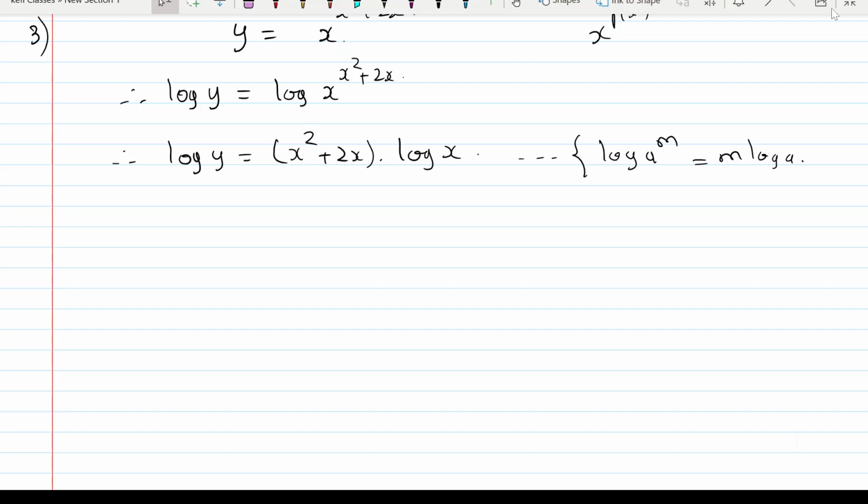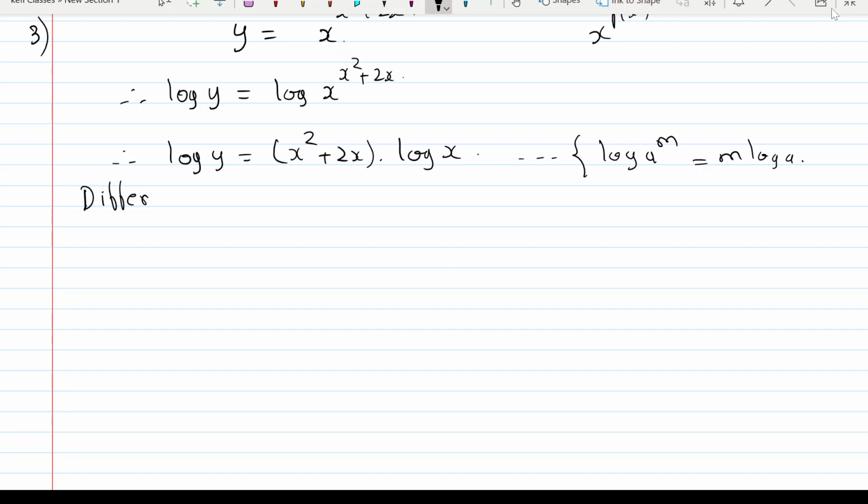हो गया इधर तक? आ गया? So same steps. Log, second step, use laws of logarithms. दो steps हो गए. Now what you have to do? Differentiate. Third step is differentiate. So differentiating above equation.